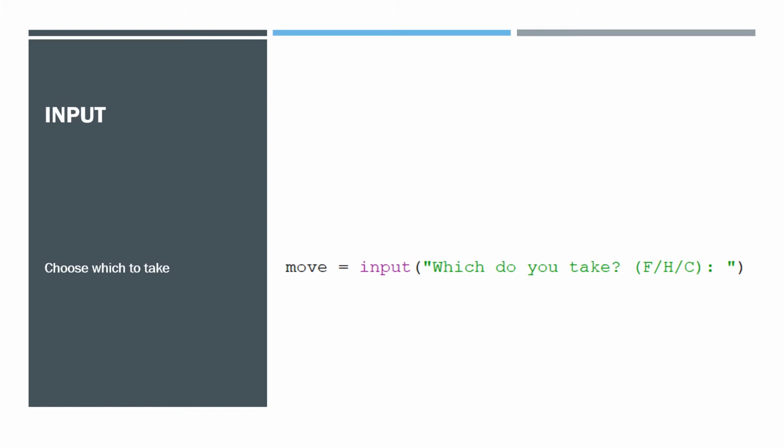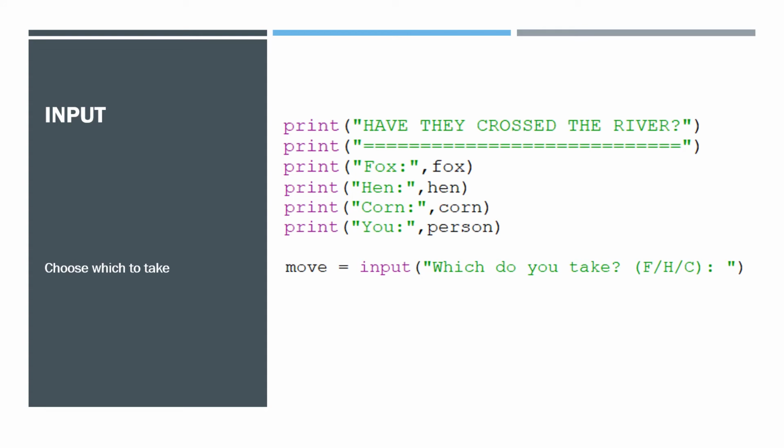I've called my variable move, but you can call it anything you like. I've used an input command and I've written a prompt for the user. And just to make it easy for them, they don't even have to write the whole word fox, hen or corn, just the initial letter. This command goes at the bottom of the outputs. So all the output lines that I've already written and the input line. In fact, I'm adding another line as well. There it is. I'm writing a long line across the screen to make it look a bit neater.